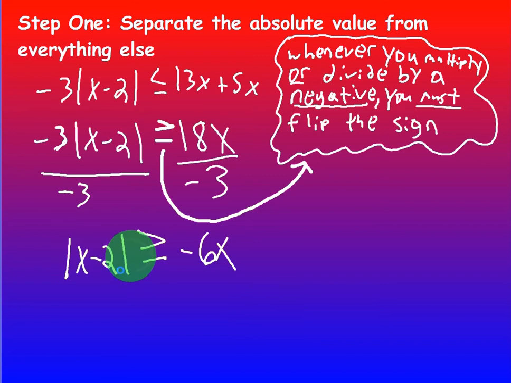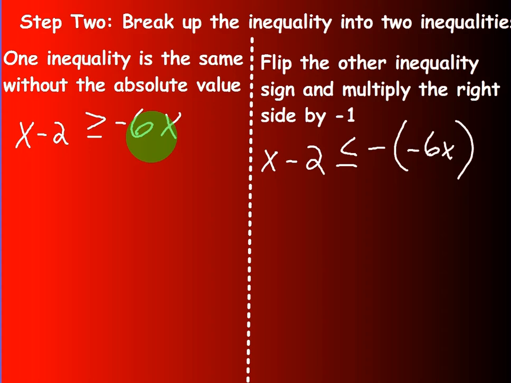For your first one, it is the same as yesterday's lesson. You will just delete the absolute value bars. You will have x minus 2 is greater than or equal to negative 6x, just like yesterday. So there's your first inequality.